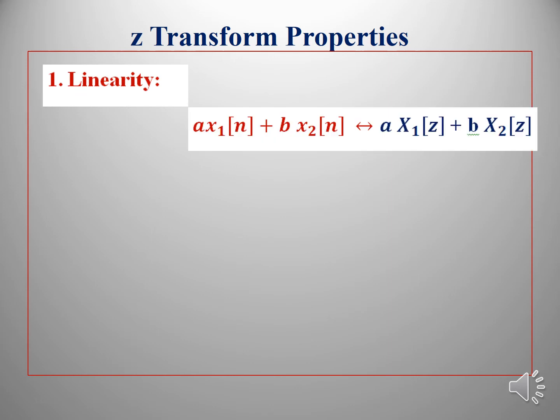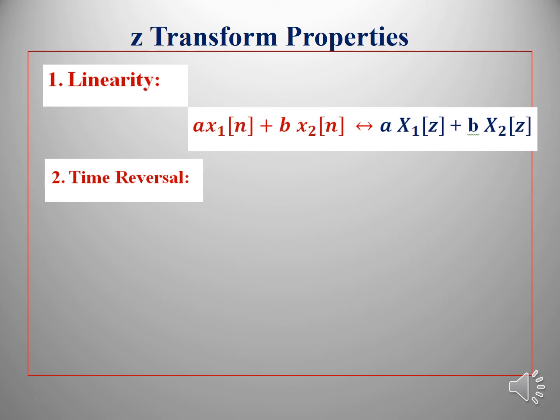Given x1 of n and x2 of n in the discrete time domain and its equivalent x1 of z and x2 of z in the z domain, the property states a into x1 of n plus b into x2 of n is equivalent to a into x1 of z plus b into x2 of z, and it is also true in the reverse way. Given x1 of z and x2 of z, the expression is true to determine x1 of n and x2 of n also.